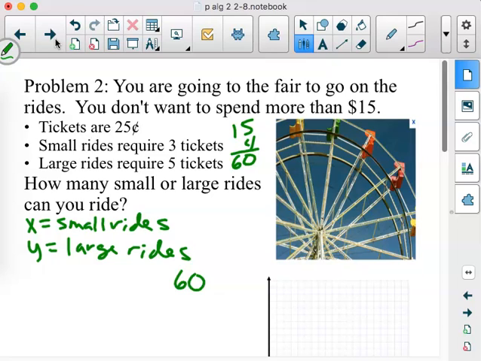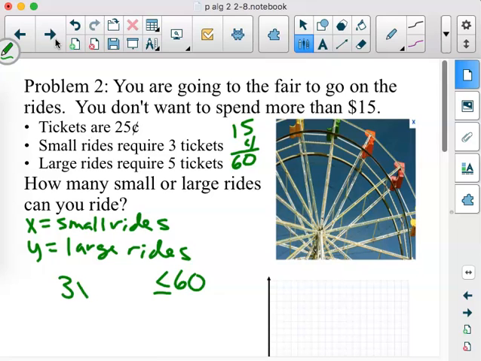Are they going to let you on the ride if you have 59 tickets? No. Will they let you on the ride if it works out so you have exactly 60 tickets? Yes, because you have them. So now I think, okay, so this is totally about tickets. That's what it's about. How many tickets did they say for small rides?